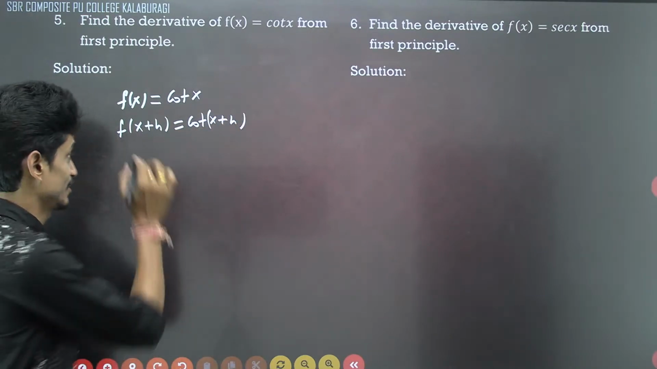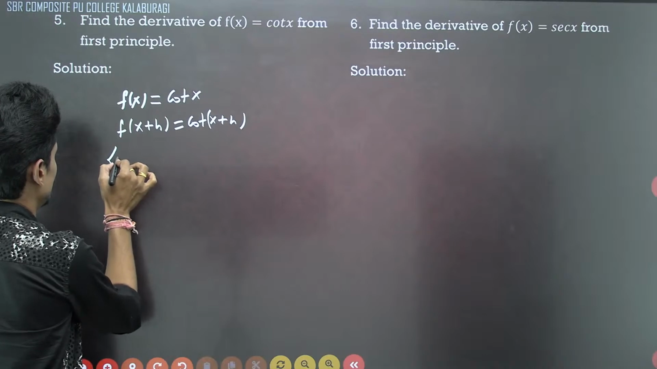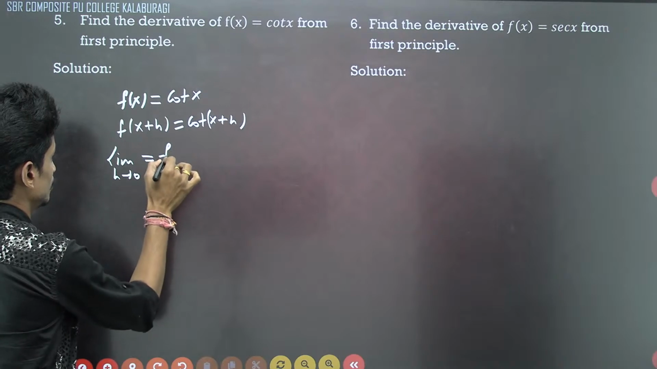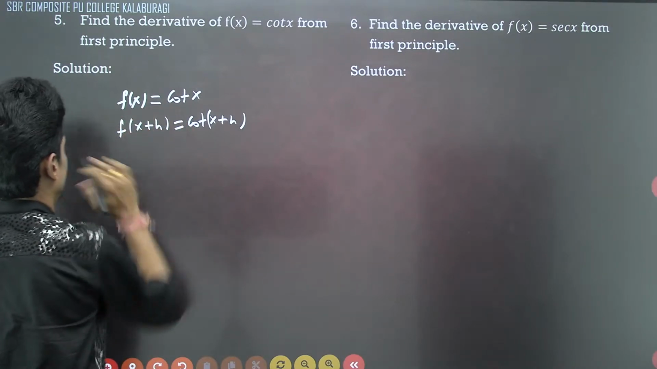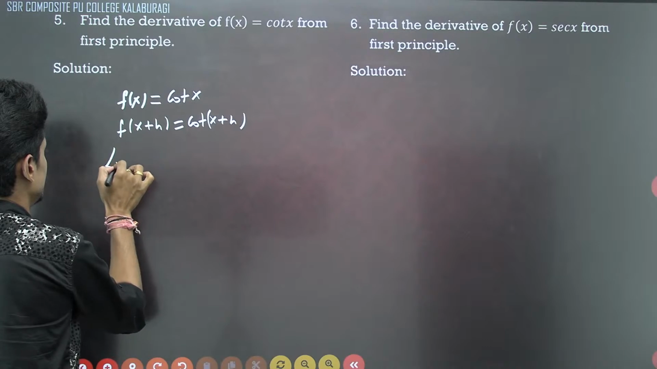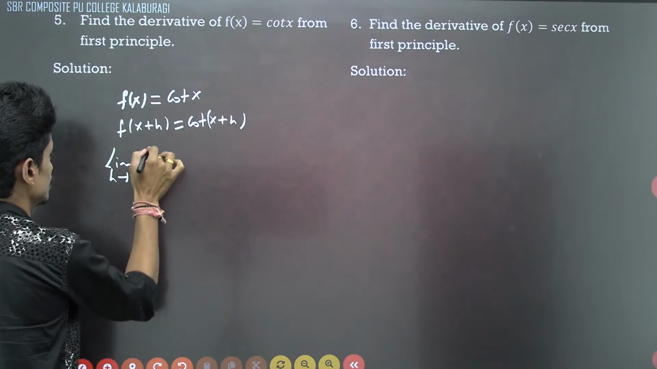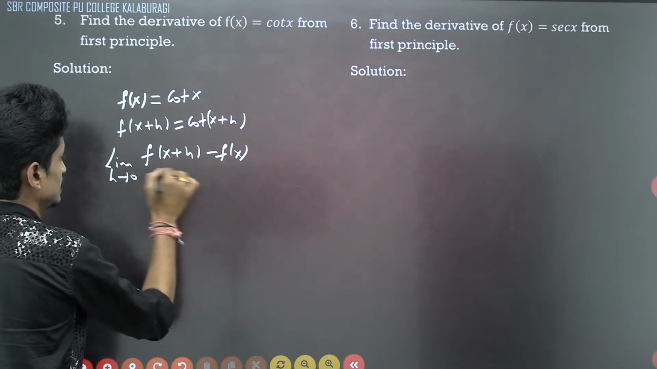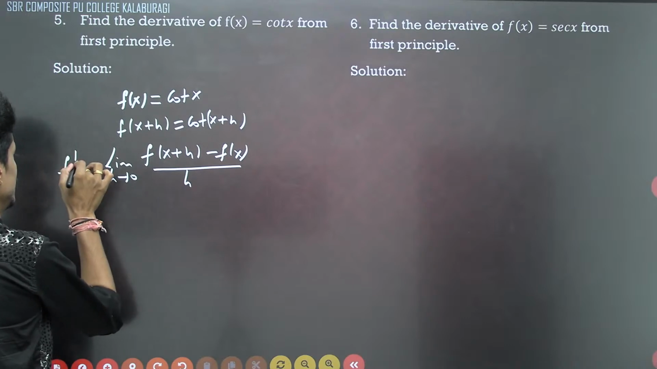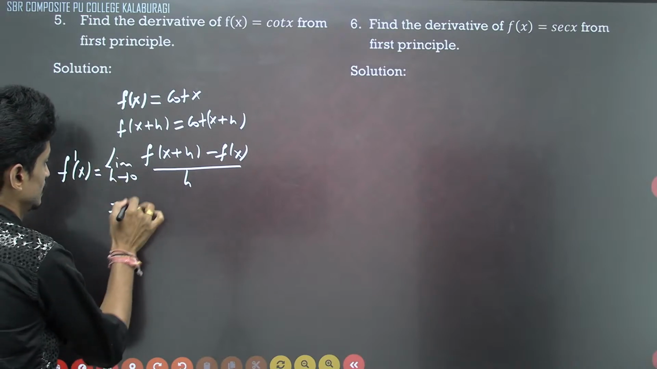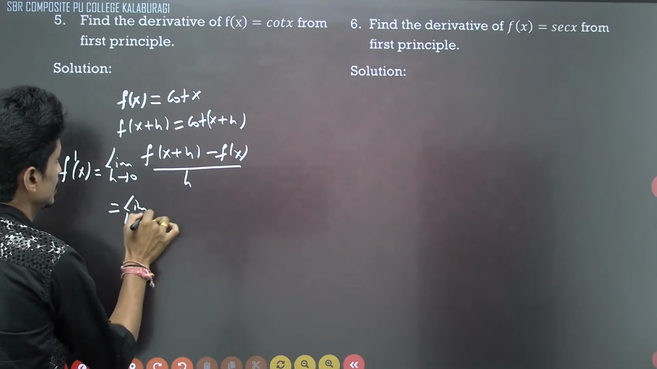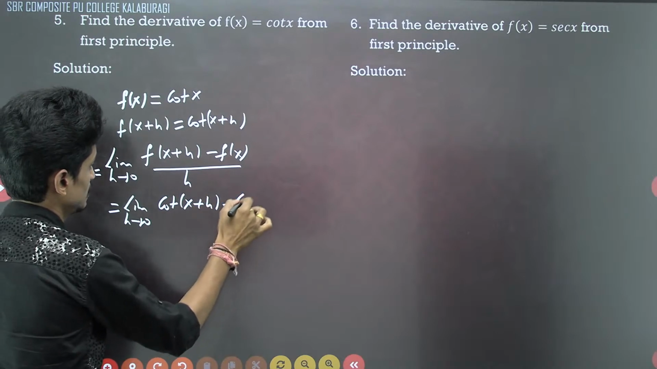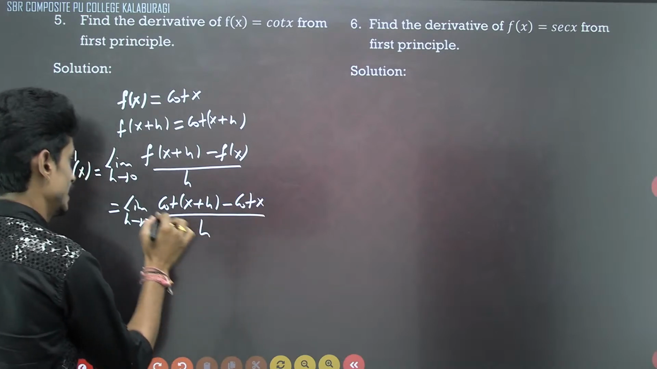It's clear? Next, we write our formula. Limit as h tending to 0 of f of x plus h minus f of x divided by h. This will be f dash of x. That is limit as h tending to 0. What do we write? Cot of x plus h minus cot x divided by h.